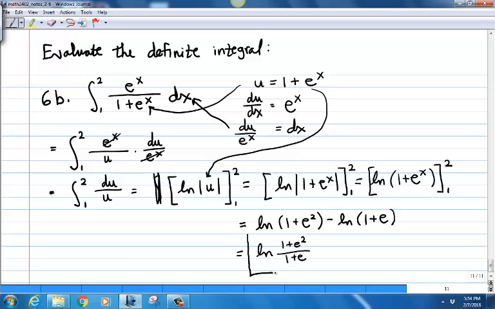So I'm not going to do the decimal approximation. You can do that with your calculator or with Desmos perhaps. This is the exact area under this curve from 1 to 2 along the x-axis.